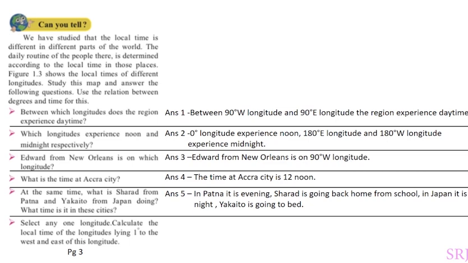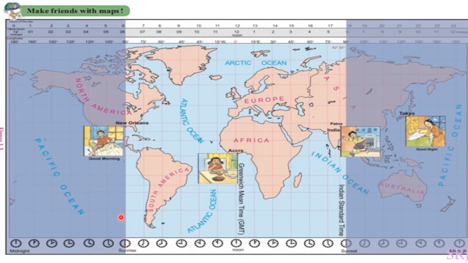Now question number 6. Select any one longitude. Calculate the local time of the longitudes lying 1 degree to the west and east of this longitude. So now here we have to select any one longitude and we have to go 1 degree back, that is 1 degree to the west and 1 degree to the east of it. So let us take 60 degree east longitude. What is the time at 60 degree east longitude?